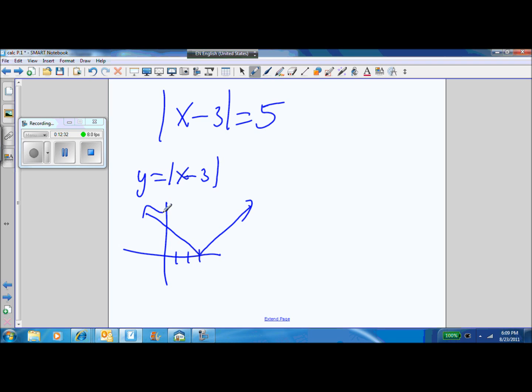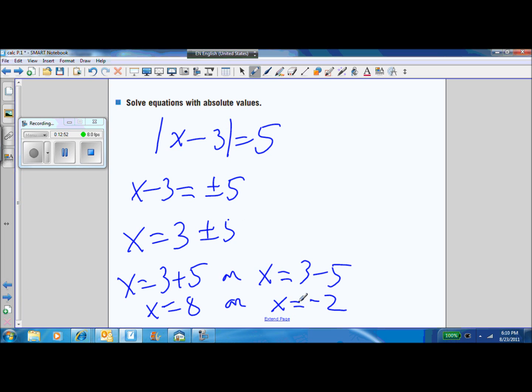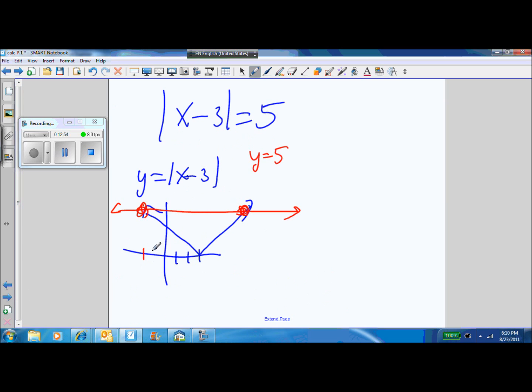And y equals 5, the other thing here, is just a horizontal line, going like this. So the two cross in two spots. In the two spots, a negative answer and a positive answer, sure enough, negative 2 and positive 8. Negative 2, 1, 2, 3, 4, 5, 6, 7, 8, and positive 8. That's where they cross. So that's a kind of visual reason why you get that.